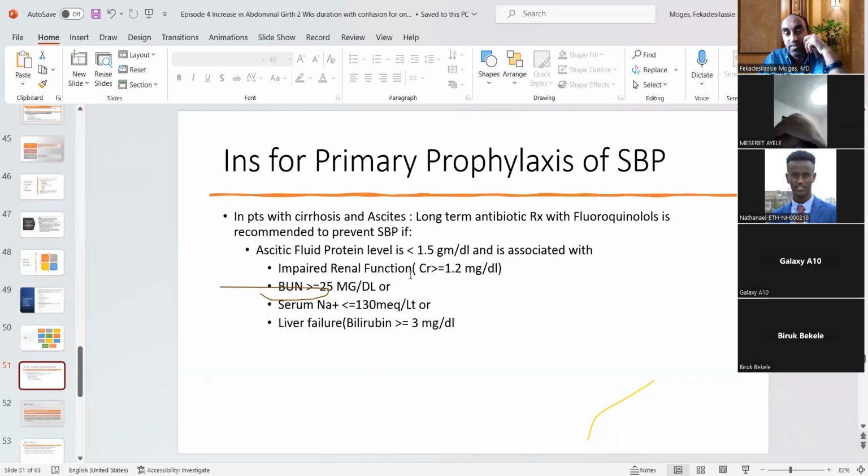If there is impaired renal function with creatinine of more than 1.2, BUN more than 25, serum sodium less than 130, and liver failure with bilirubin of more than 3, these are all the indications for primary prophylaxis of SBP. And our patient does fulfill probably most of these things. So we have to initiate treatment with norfloxacin or ciprofloxacin as a primary prophylaxis against SBP.